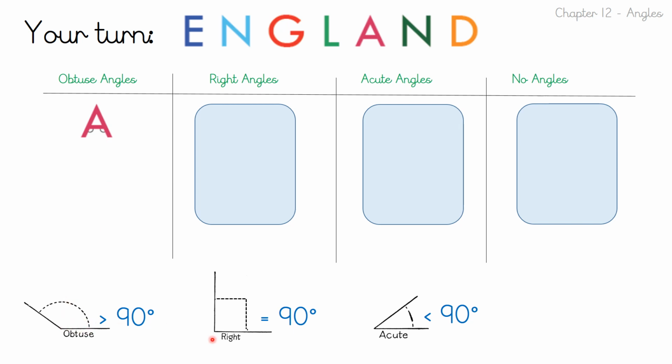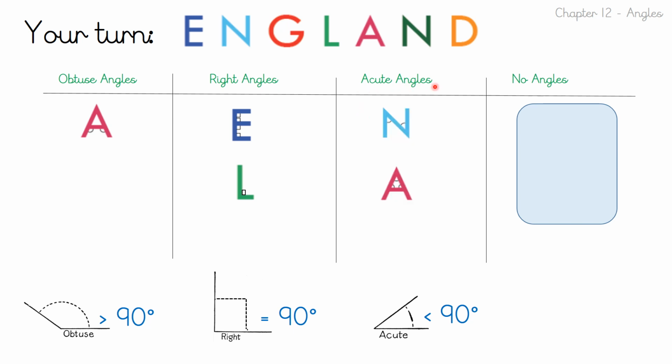What about letters with right angles? How many did you find? Brilliant! There are 2 letters that have right angles, 2 letters that have angles that are 90 degrees. Did you find any letters with acute angles? This is fantastic! You are right, there are 2 letters that have acute angles. They have angles that are smaller than 90 degrees. Angles that are smaller than a right angle.